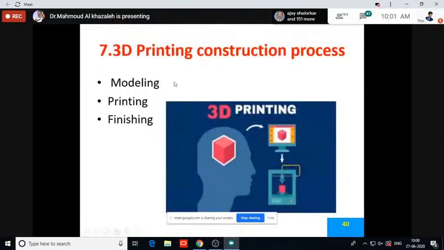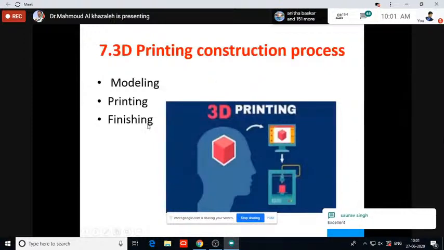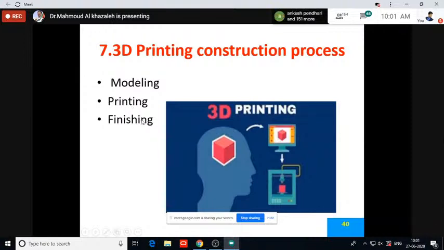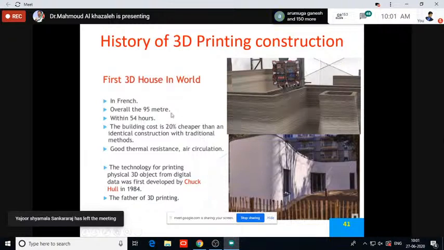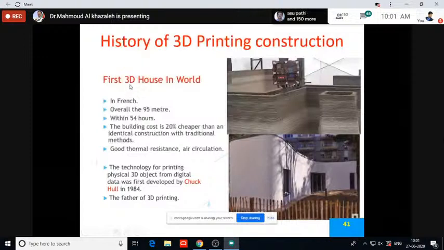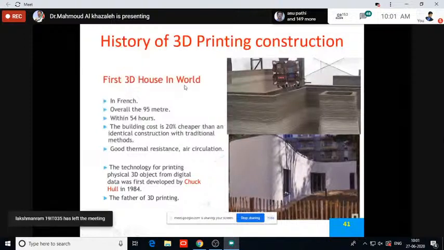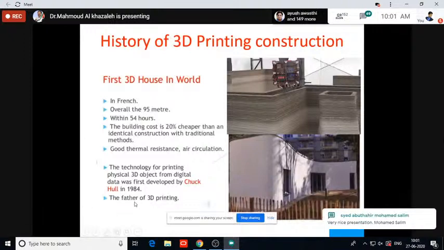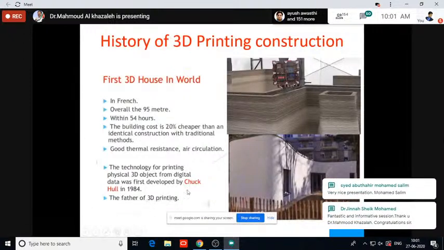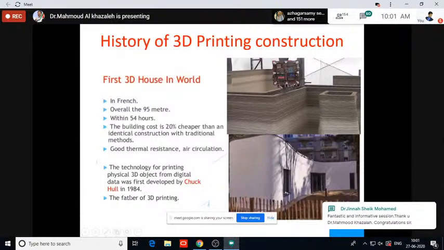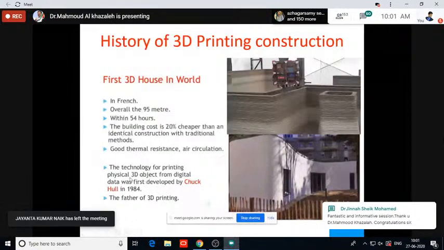The last point is the 3D printing construction process: modeling, printing, and finishing. You can prepare the model, print it and finish it. The history of 3D printing construction all over the world started a long time ago. The first 3D house in the world was in 1995 in France. And I can say today, the father of 3D printing is Professor Chuck Hull, who presented his first project in 1984.